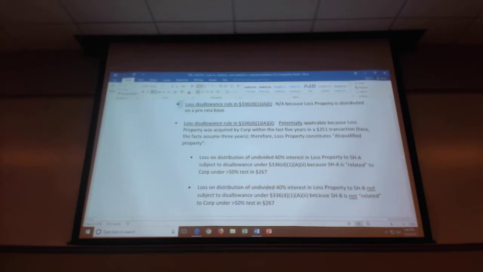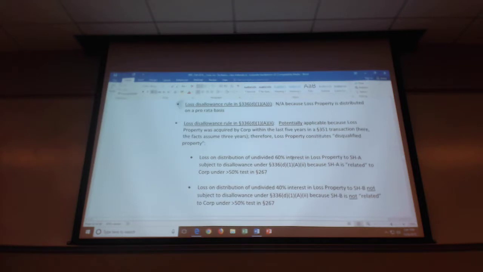The second loss disallowance rule, which potentially applies if there is a pro rata distribution of disqualified property to a related party, well, that provision is potentially applicable because the property was acquired by the corporation within the last 5 years in a 351 transaction. That's what the code provides, by the way. Namely, that the property would be defined as disqualified property if it were acquired within the last 5 years in a 351 transaction.